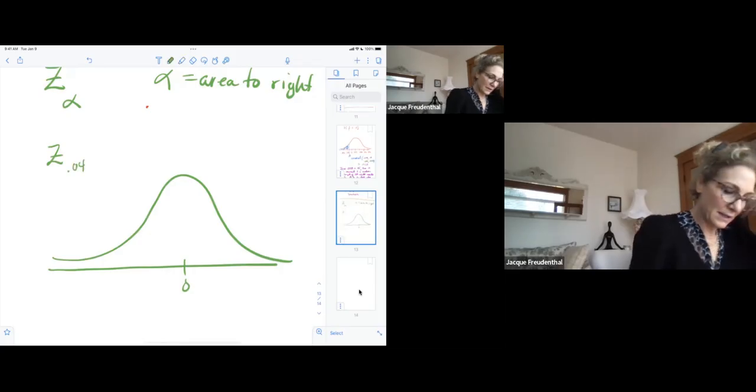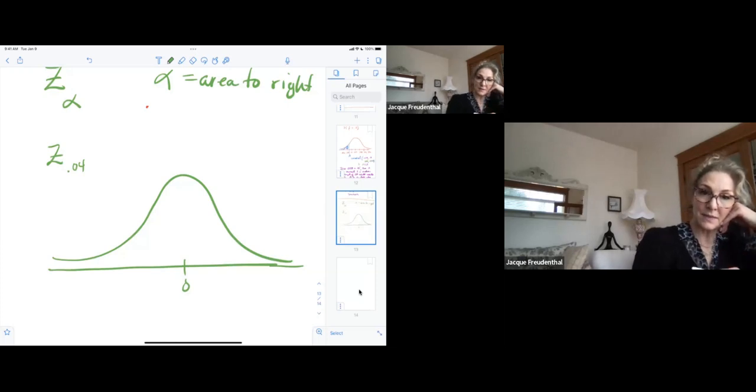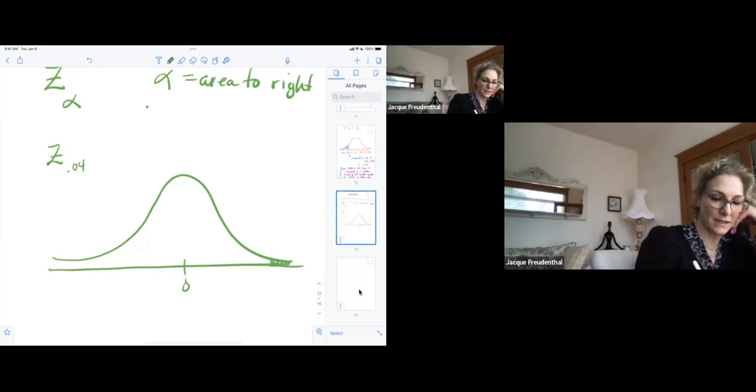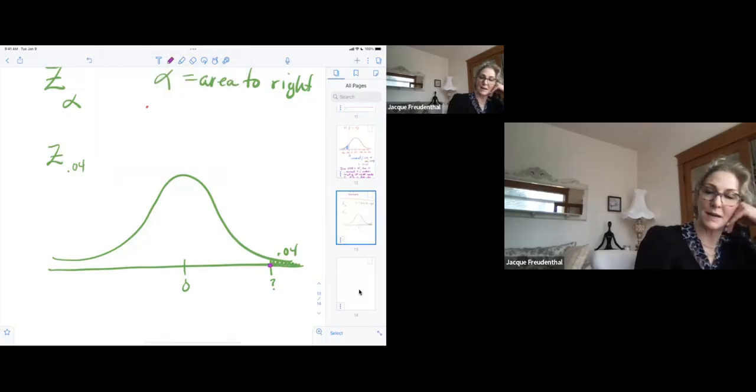Okay, so if you're looking at Z-scores, the standard normal distribution, 0 is in the middle. 0.04 means the area to the right is 4%. So that's 0.04, the area to the right. And you're trying to find what is the value, what is the Z-score, the location on the number line. That's what you're trying to find.